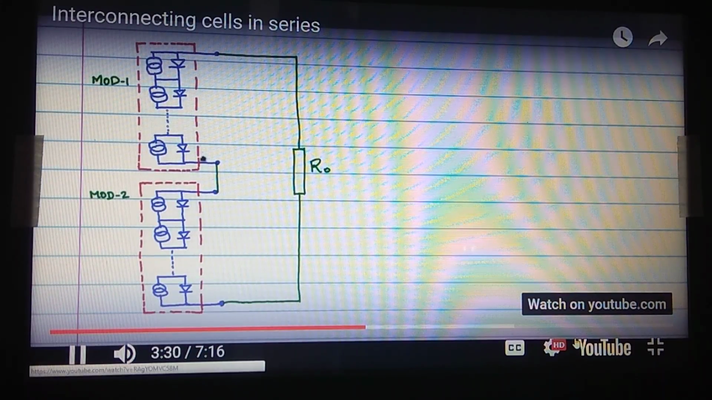So now if you consider, instead of 2 single PV cells, we put many PV cells in series and we call that one a module. Likewise, here are many PV cells in series and we are calling that one another module. So you have module 1 and module 2. Now these two PV modules are connected in series to an external load.